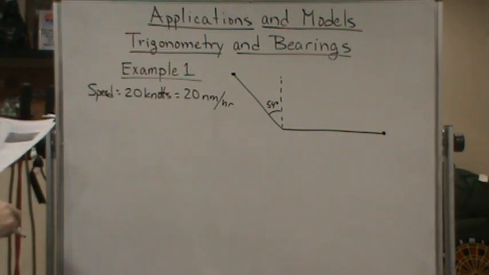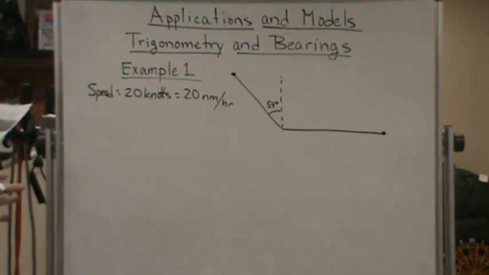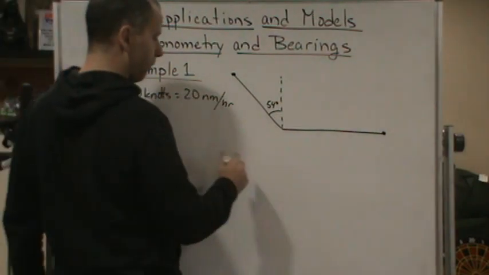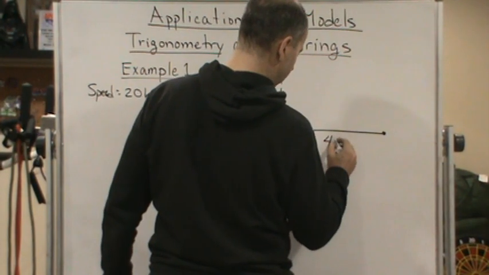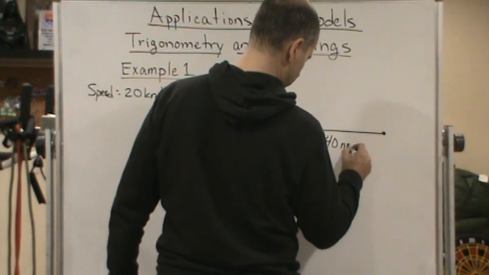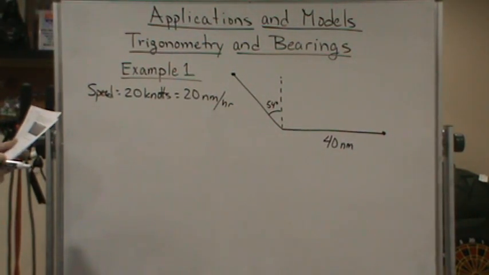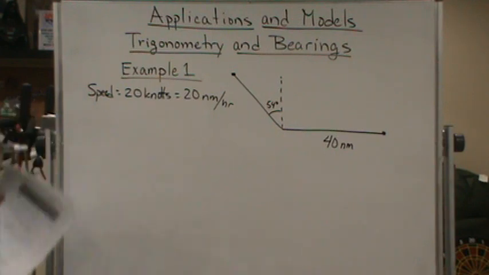Okay, so now, how much time has passed since it left the port and to the time that it changed direction? Well, 2 hours, right? Started at noon, changed direction at 2 p.m. So that's 2 hours. So it's gone 40 nautical miles. So 40 nautical miles. Okay?